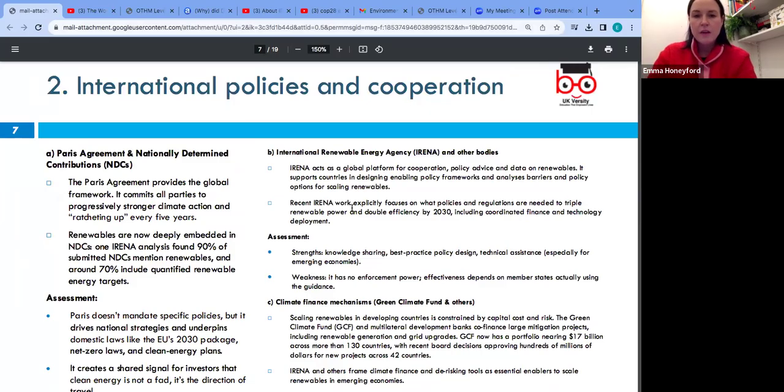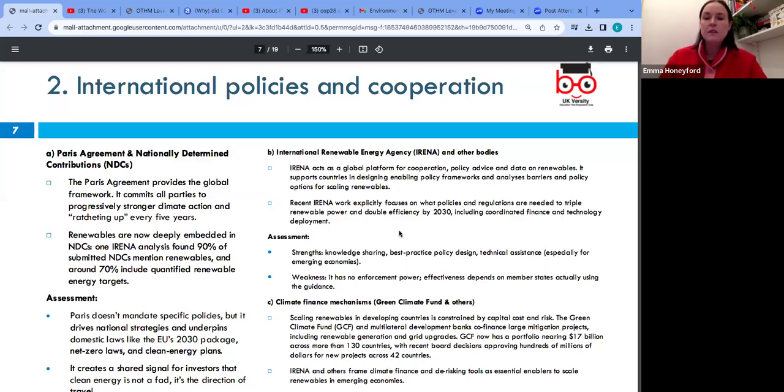Okay, so the International Renewable Energy Agency and other bodies. IRENA acts as a global platform for cooperation, policy advice and data on renewables. It is an international body that intends to help countries reach their renewable goals. It supports countries in designing enabling policy frameworks and analyses barriers and policy options for scaling renewables. Recent IRENA work explicitly focuses on what policies and regulations are needed to triple renewable power and double energy efficiency by 2030, including coordinated finance and technology deployment.